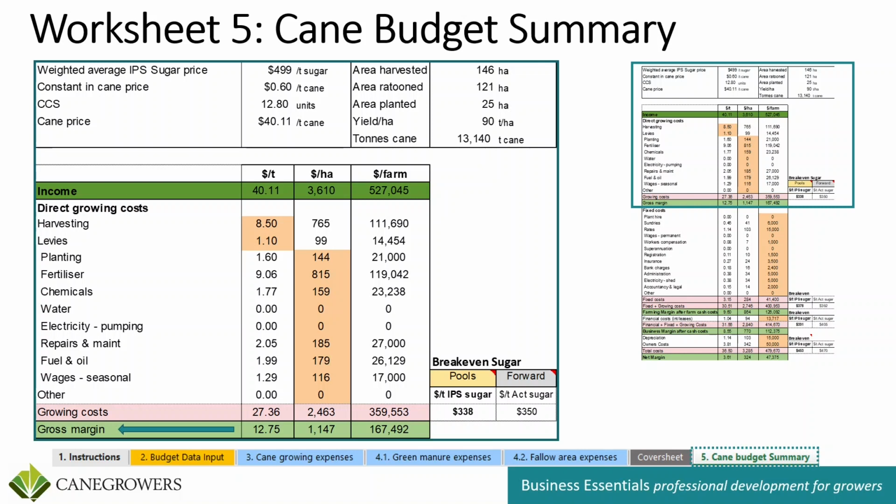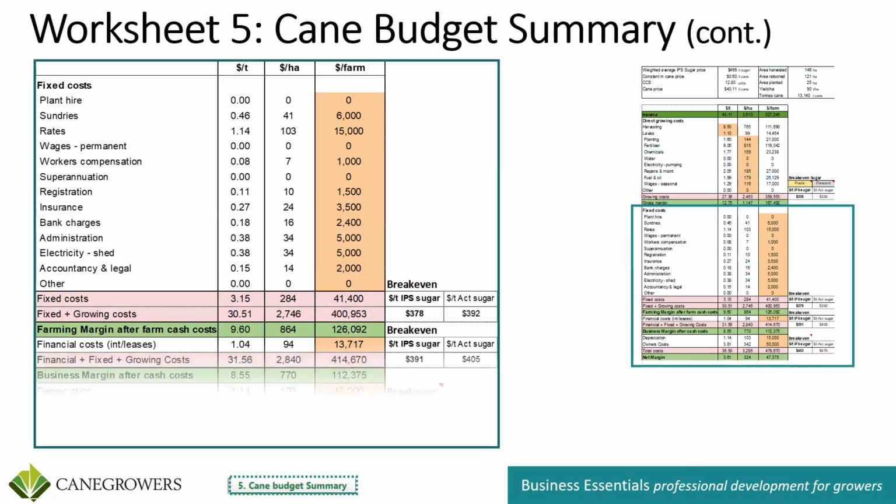The other good thing about the gross margin is that it is comparable to any other cane farm. This will enable you to benchmark your farm against other farms, maybe a group of your neighbors, and look for the reasons you may be different. For example, if your gross margin is lower than the benchmark, it may reveal that your yield is the same as the benchmark, but your costs are higher, and you can start to investigate why. We can discuss this further at the workshop.